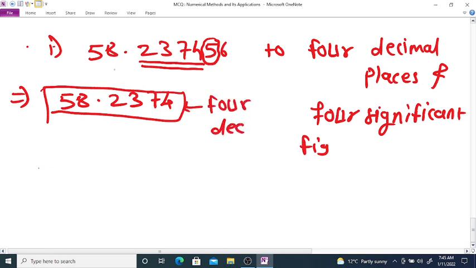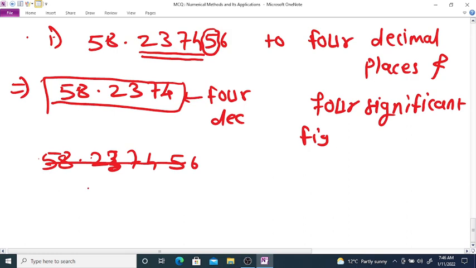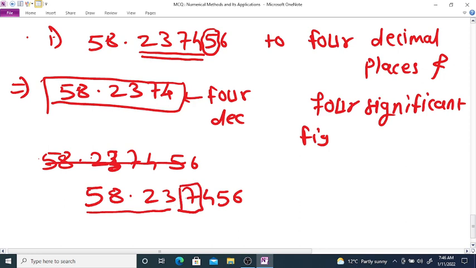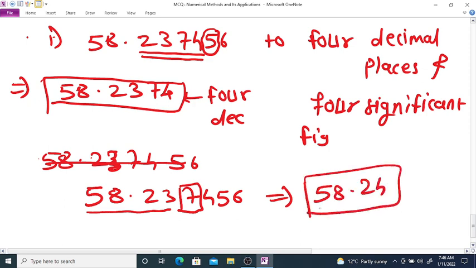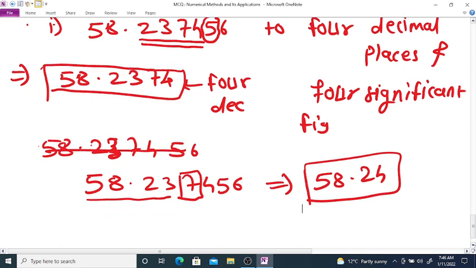And if you want to round up the given number to 4 significant figures, that is 58 point, since the given number is, sorry, I am writing it again, 58.237456. Now these are the 4 significant figures, but the 5th significant figure is greater than 5, so it is 58.24. This is the given number rounded to 4 decimal places and 4 significant figures.